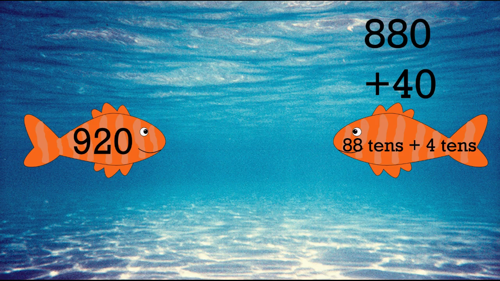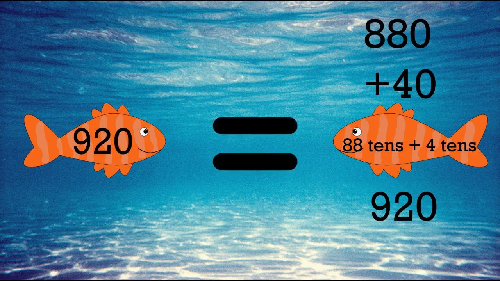890, 900, 910, 920. So what did we get? 920. So we're comparing 920 to 920. Which one is greater? Right, they are equal. These are both the same. So we can read this as 920 is equal to 88 tens plus 4 tens.